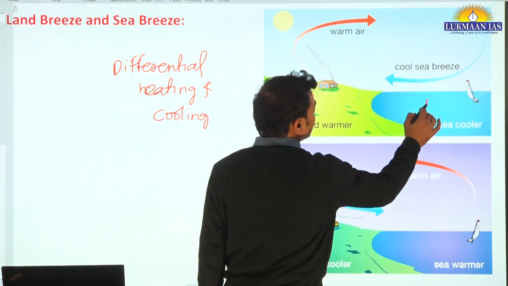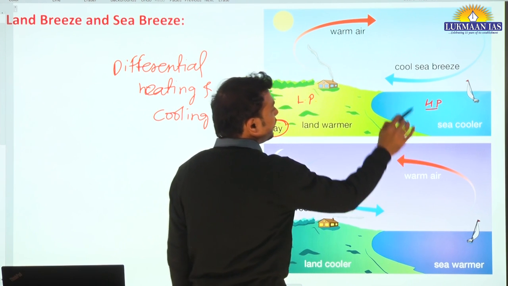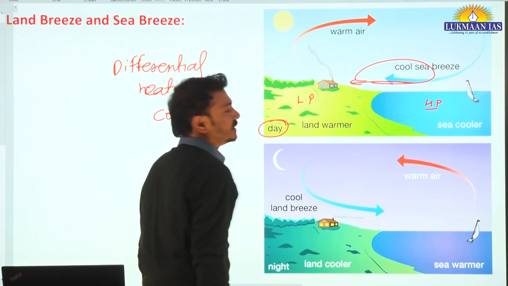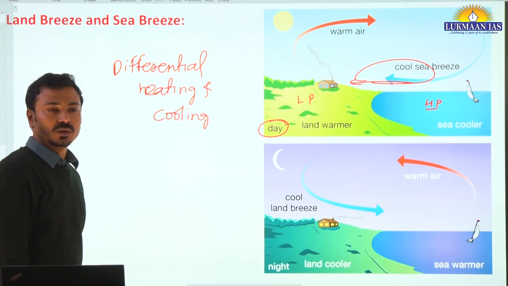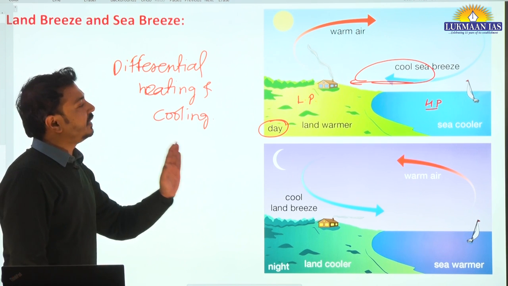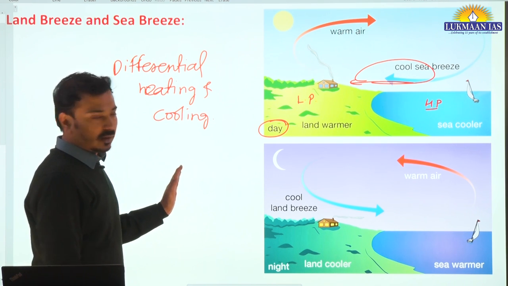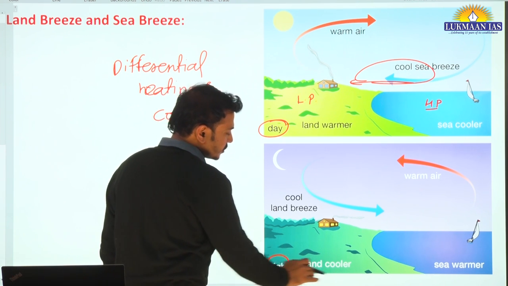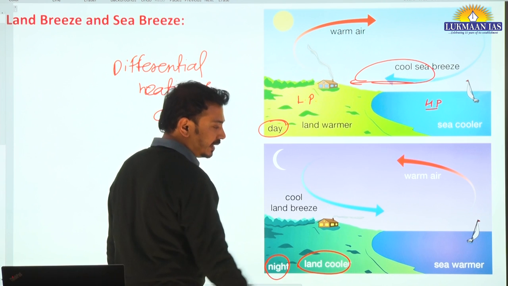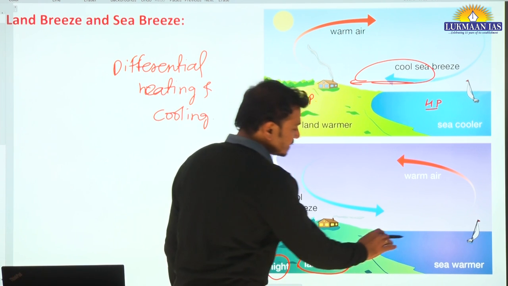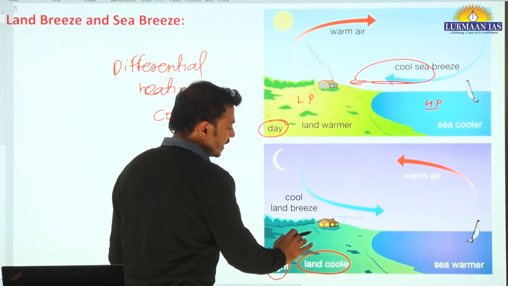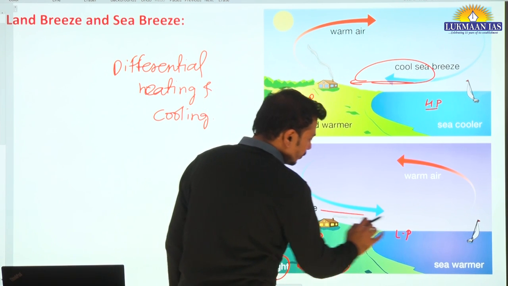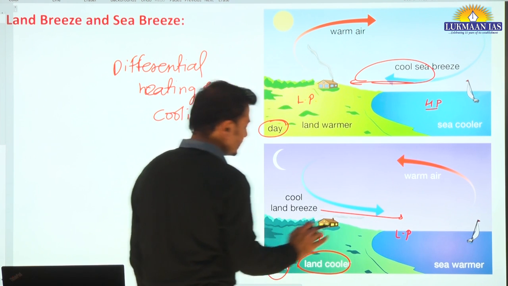Here comparatively there is high pressure, wind moves from high pressure to low pressure, and that's why cooler sea breeze. During daytime we have sea breeze, and during night time the land is much cooler as it is losing heat quickly, and comparatively the sea is still warmer. So here we now have high pressure, here we have low pressure, the wind will try to move from land to sea, it will be called land breeze.